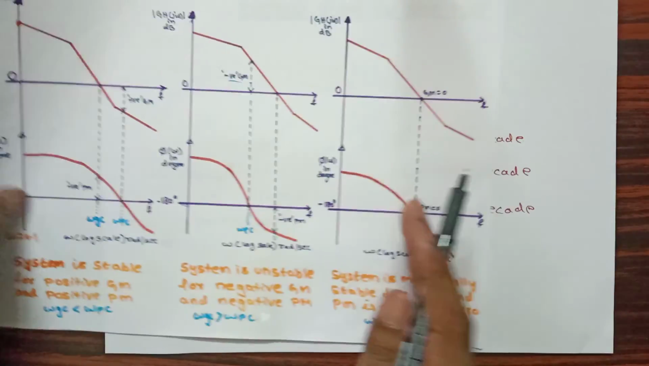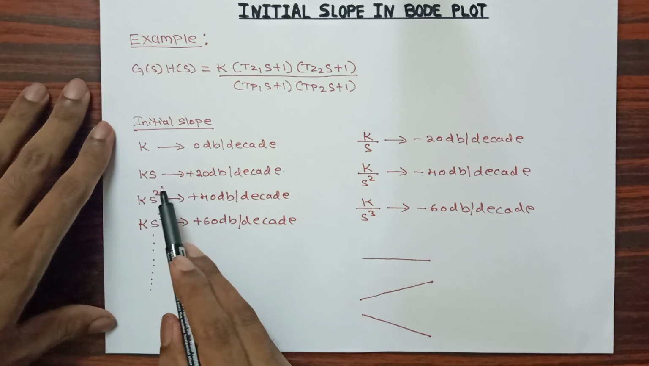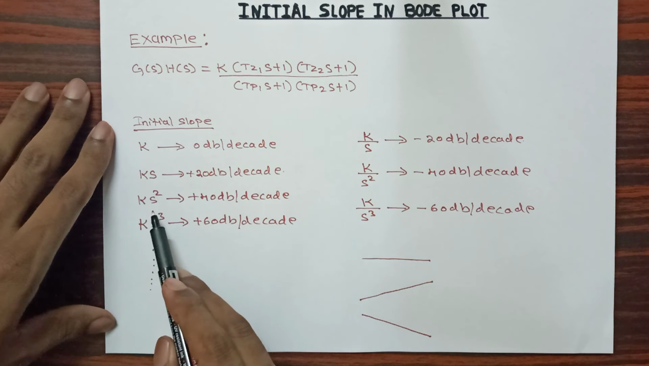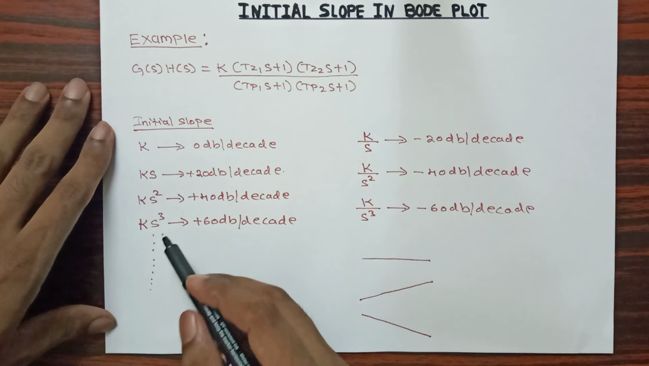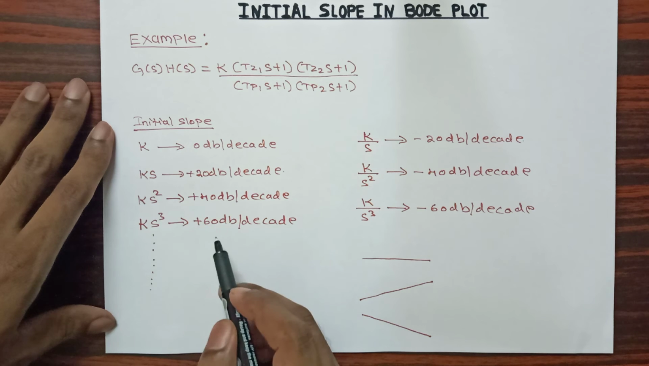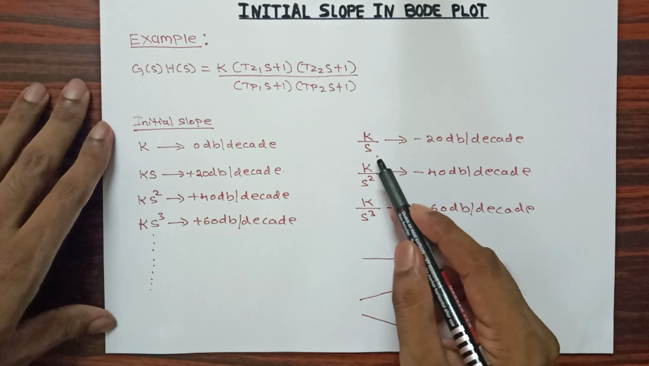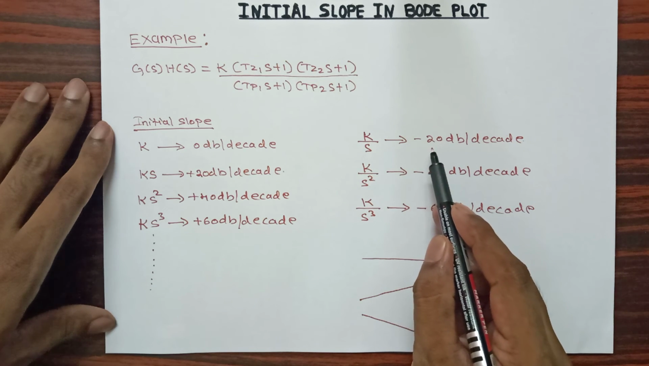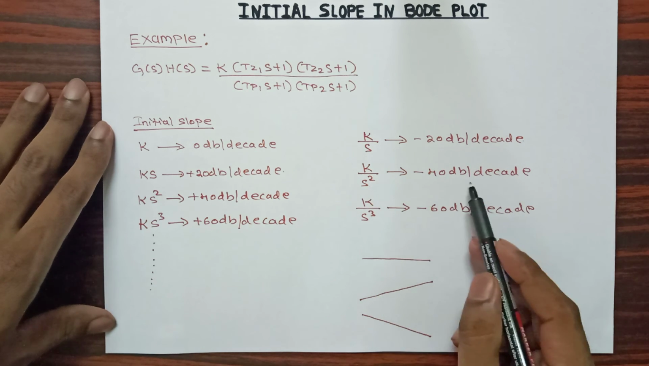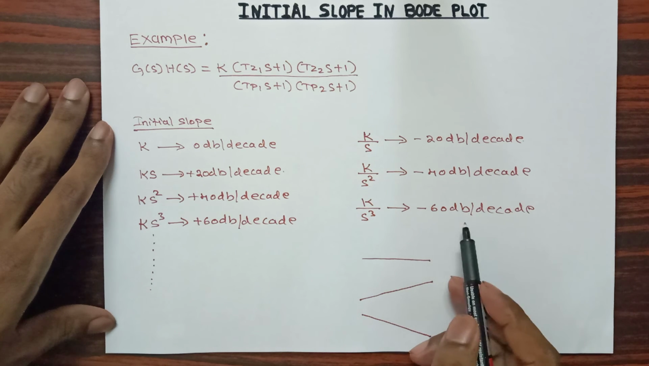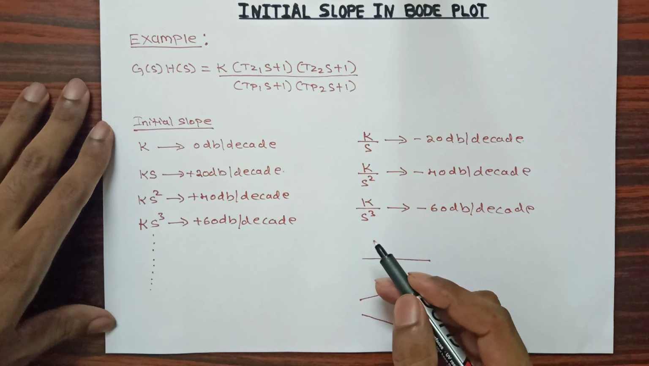As I said in these examples, if only gain, it means 0 dB per decade; if one zero is at the origin, plus 20 dB per decade; 2 zeros at the origin, plus 40 dB per decade; 3 zeros at the origin means plus 60 dB per decade. In this way depending upon the zeros at the origin we are going to find the initial slope. The same way depending upon the number of poles at the origin, if one pole is at the origin, then we are going to find the initial slope as minus 20 dB per decade. 2 poles at the origin means minus 40 dB per decade. 3 poles at the origin means minus 60 dB per decade. So in this way we are going to find the initial slope in the Bode plot.